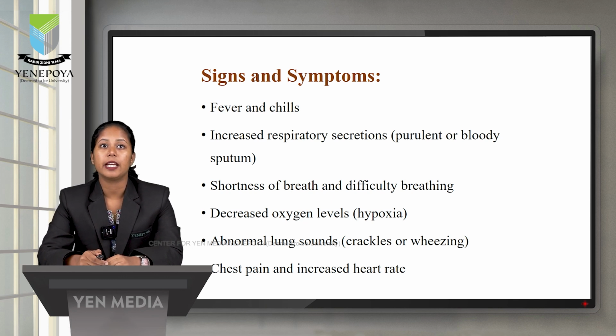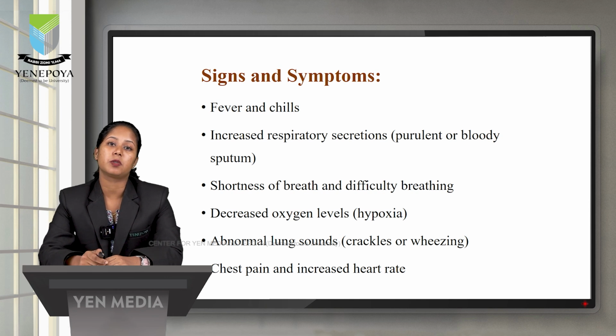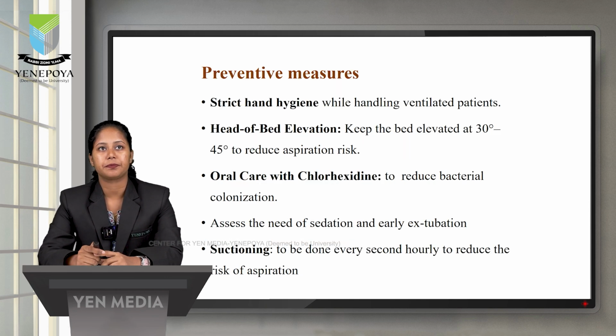Fever and chills, increased respiratory secretion, that is purulent or bloody sputum, shortness of breath and difficulty in breathing you can see in a patient. Decreased oxygen level, that is hypoxia, you will notice. Abnormal lung sounds: on auscultation you can hear crackles or wheezing sounds. Along with that, the patient will also experience chest pain and increased heart rate. So these are some of the signs and symptoms the patient might exhibit.